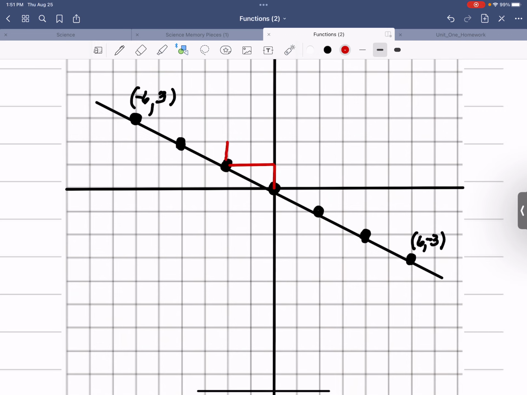So here I'm rising 1, running 2. I'm rising 1, running 2. So you see that my steps this time are doing what? They're going down. This is a negative slope. The plane is landing, in other words.